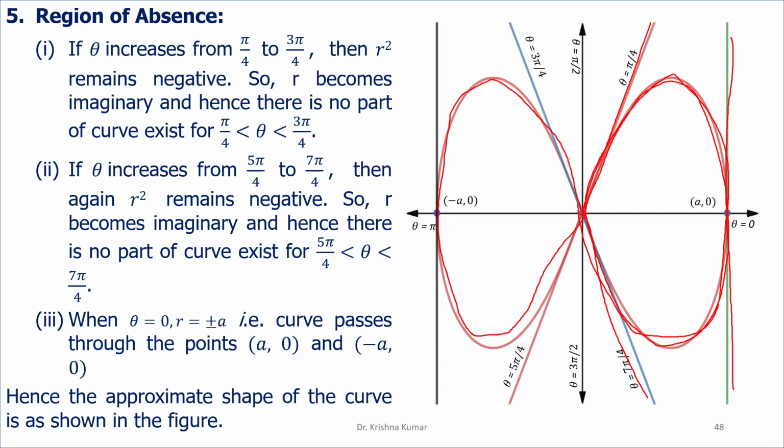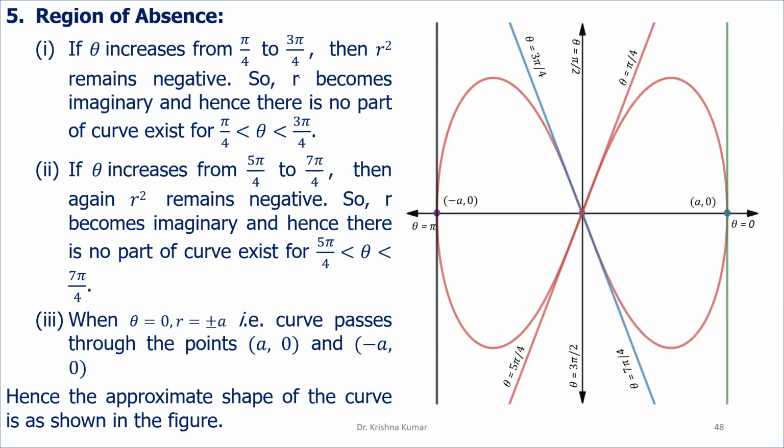Again, look here, the curve is symmetric about the initial line, so if we are able to trace the upper part, we have the same curve in the lower part. Again, the curve is symmetric about the line theta equal to pi by 2. So whatever curve we get in the right hand side, we get the same curve in the left hand side.